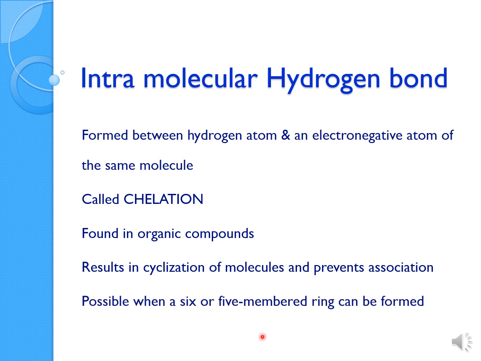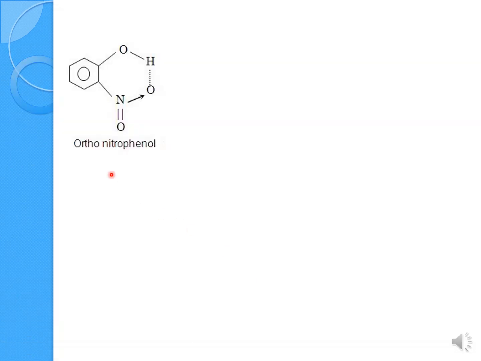And intramolecular hydrogen bonding occurs only when a 6 or 5 membered ring can be formed as a result of this kind of chelation. Meaning the hydrogen bond formed between the hydrogen atom and the electronegative atom of the same molecule occurs only if a 6 or 5 membered ring can be formed. We'll understand this when we discuss some examples. So the first example is orthonitrophenol.